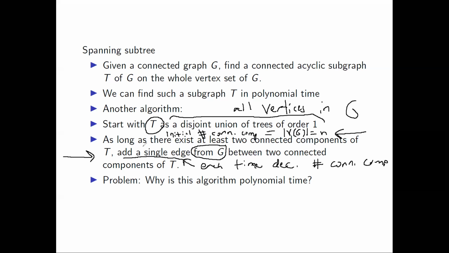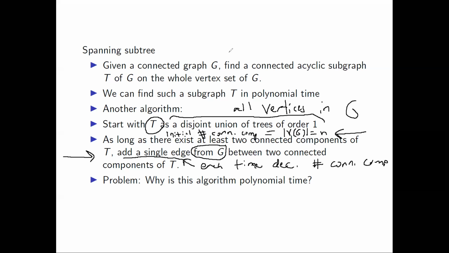So we did an analysis on the last slide, and we saw that the other algorithm for finding the spanning subtree, the algorithm where we add vertices instead of adding edges, was a polynomial time algorithm. We even found an upper bound for it in terms of the order n of our graph G. So this problem is, can you explain why the algorithm that we discussed here is also a polynomial time algorithm in the order of the graph G?